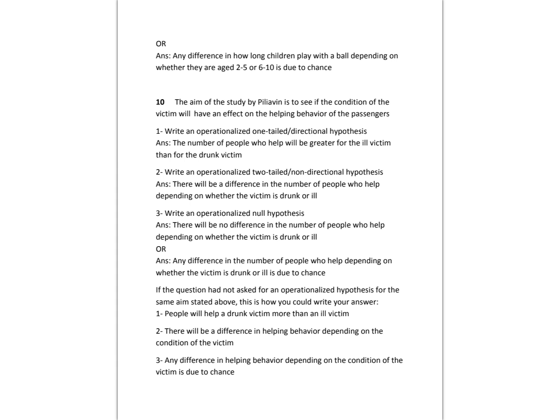Going back to the first point that I made when discussing this chapter, a hypothesis is always a prediction. Yes, we've done this study. Yes, we know the results. But if you're writing a hypothesis, we are still assuming that this is something that could happen. So you have to forget about what has happened and phrase it as what could happen. So do not write the number of people who helped was greater. Very big mistake students tend to make. You will write the number of people who helped will be greater, a prediction, for the ill victim than for the drunk victim.